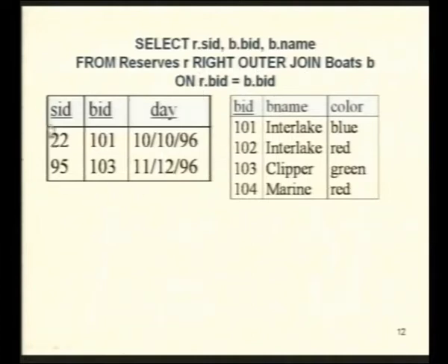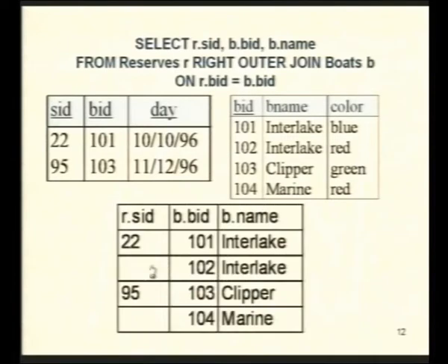So here you have the reservations and here you have the boat table. This is the reserves relation and this is the boats relation. Here only 101 and 103 are matching, but you will get 102 and 104 also because we are doing a right outer join. So you get 102 and 104 for which there is no corresponding reservation. No sailor has reserved them, but they appear because of the right outer join. In many database applications, this is information we may need when we want to know which boats have not yet been reserved. So these types of joins are very important.